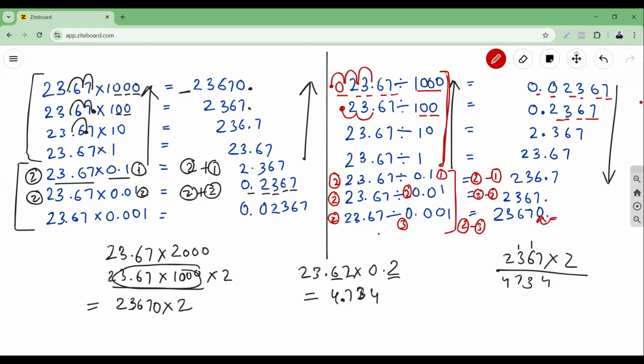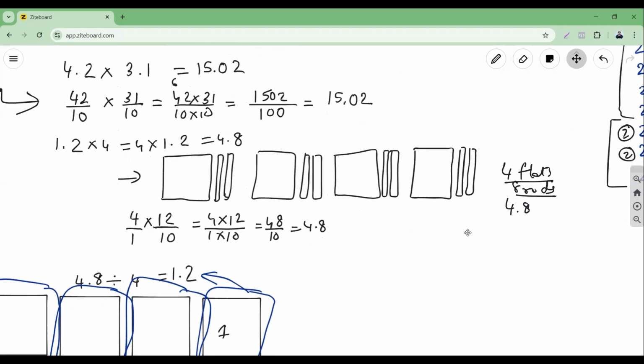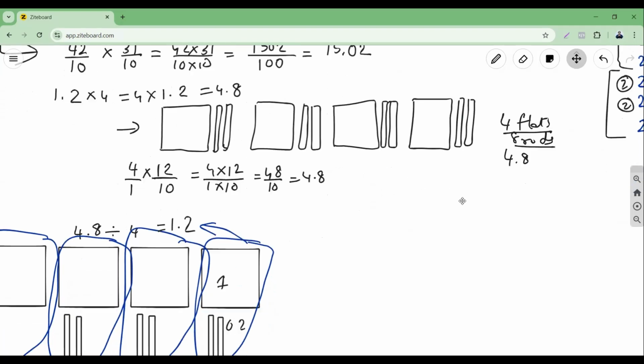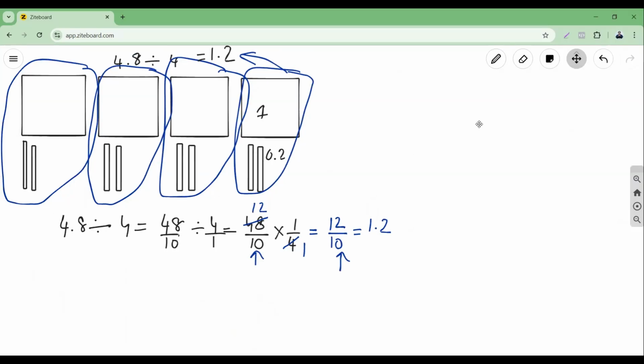How did we do that? We did it using this way, right? We did it here, where we showed how we converted that into a fraction and then went ahead and did it. We can do it that way also. I hope you have understood the concept of decimal multiplication and division very well. I'll see you in the next video with yet another concept of how, why, and the tricks.